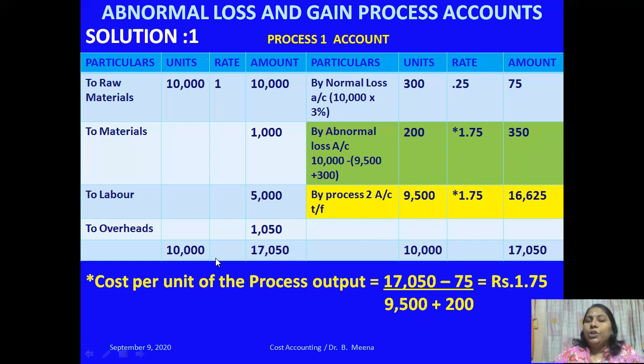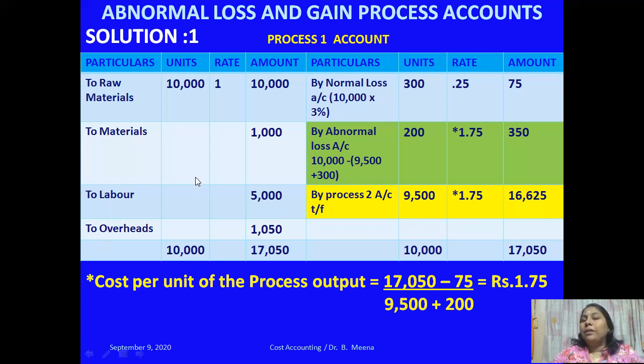Okay, so I need to compare the input of that particular process with the output and the wastage. The output and wastage totally comes to 9,800. How did I get 9,800? 9,500 plus 300, 9,800. So out of 10,000, I'm getting only 9,800, which means the remaining 200 is the unexpected loss, otherwise called abnormal loss.